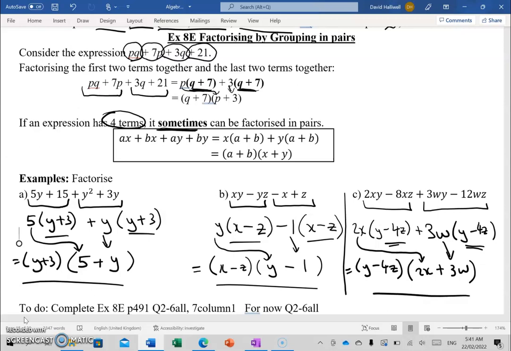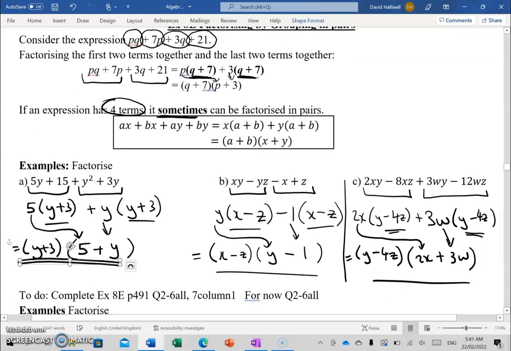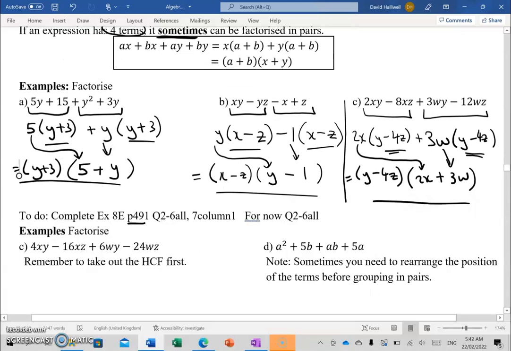All right, so have a go. Exercise 8E, page 491. Questions 2 to 6 all for the moment, okay? And then we'll do some harder ones to help you work out how to do question 7 in the next video.